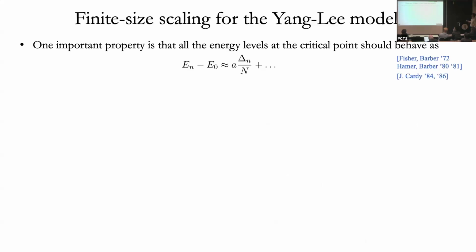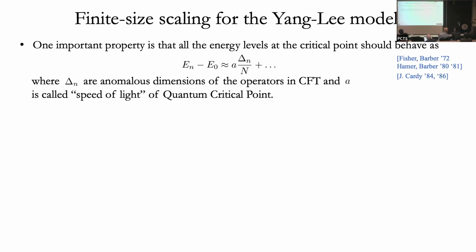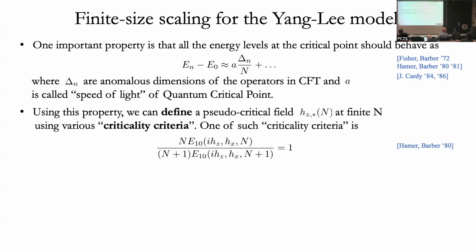Before I go again into detail, let me mention that we're using this idea of radial quantization. We work with a Hamiltonian on a circle, and the idea of finite size scaling is that gaps of energies go with the size of the system as a times delta_n over n, where delta_n are anomalous dimensions and a is called the speed of light of a quantum critical point. That's what we're going to use to extract anomalous dimensions.